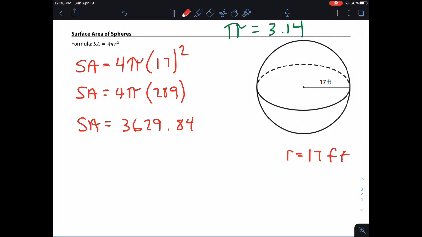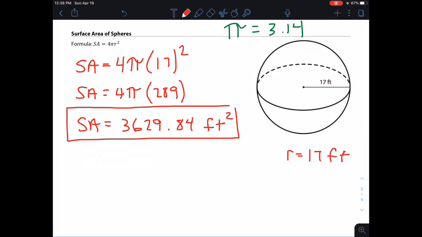And some of you are probably thinking, that number's way too big, it can't be right. Well, it's okay. We squared 17, which is a big number, and then we multiplied it by 4, which made it even bigger, and then we multiplied it by 3.14, which made it even bigger. So it's okay. Big numbers are okay. And in this case, it's feet squared.